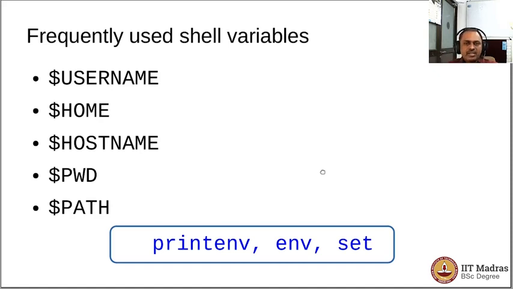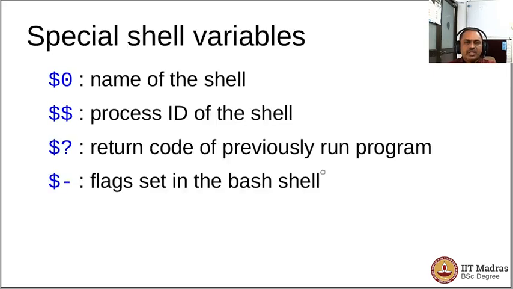So there are certain commands available such as printenv or env or set, which can help you see what are all the shell variables that are already available and defined in the shell that you are using. There are some special shell variables such as the $0, which will give you the name of the shell, and then $$, which will give you the process ID of the shell. We will see what it means by a process ID shortly. And then $?, which will give you the exit code of the program which just executed. $- will tell you what are the flags that were set while launching the bash shell that you are using currently.